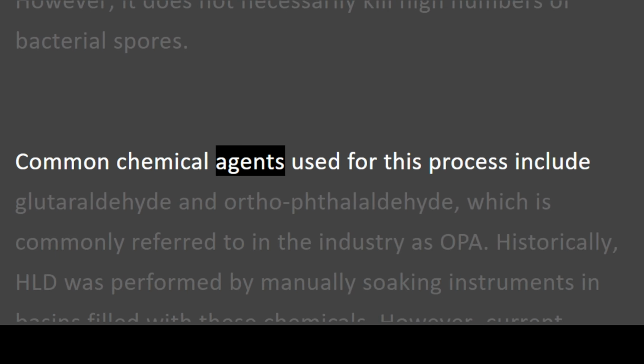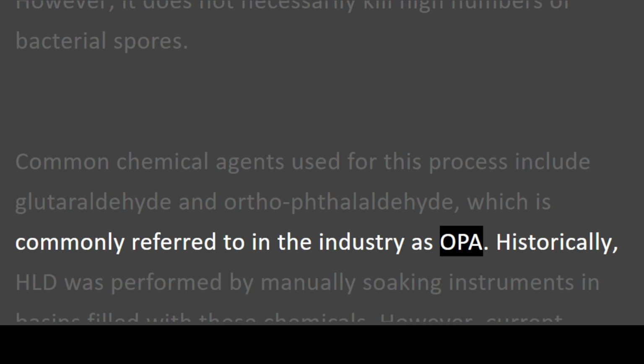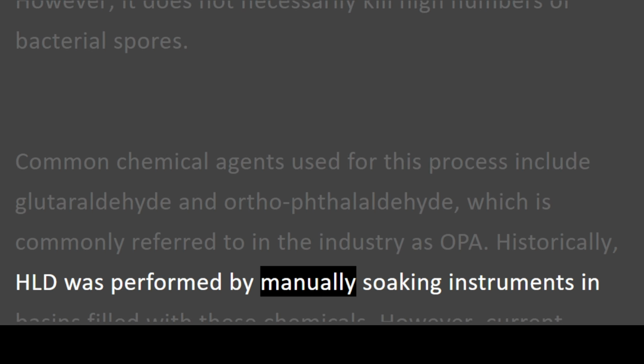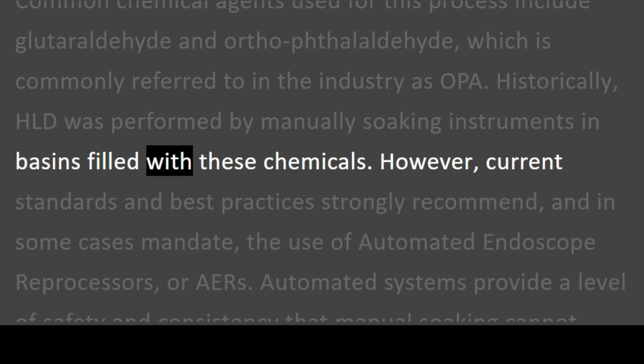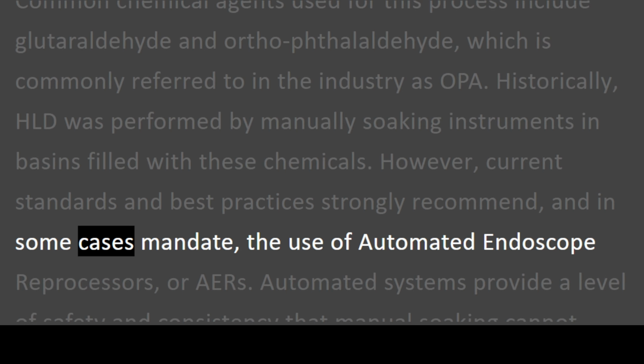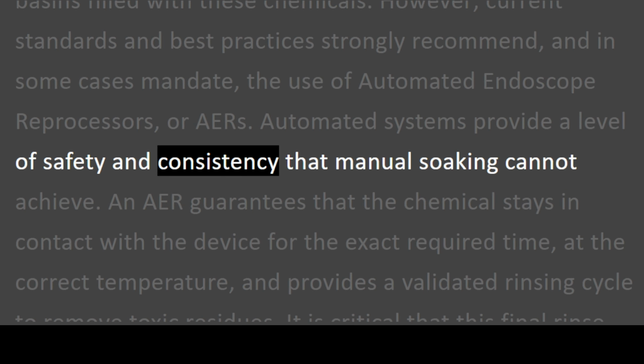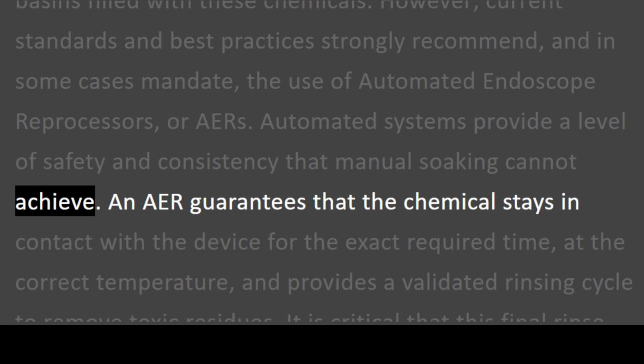Common chemical agents used for this process include glutaraldehyde and orthophthalaldehyde, which is commonly referred to in the industry as OPA. Historically, HLD was performed by manually soaking instruments in basins filled with these chemicals. However, current standards and best practices strongly recommend, and in some cases mandate, the use of automated endoscope reprocessors, or AERs. Automated systems provide a level of safety and consistency that manual soaking cannot achieve.